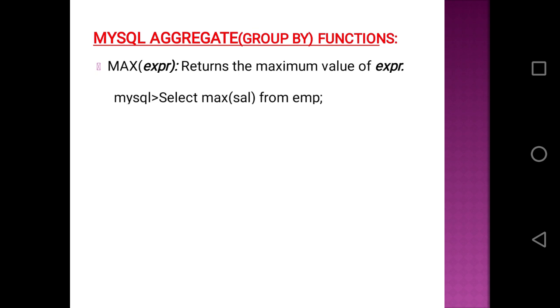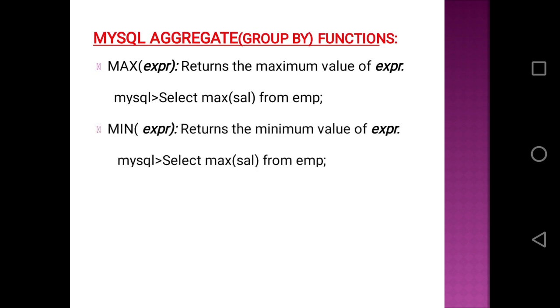So the next function is min. Min is just opposite of max. It will retrieve the minimum salary from the salary column. Sorry students, here it is my mistake. I wrote it max. Please rectify it as min.